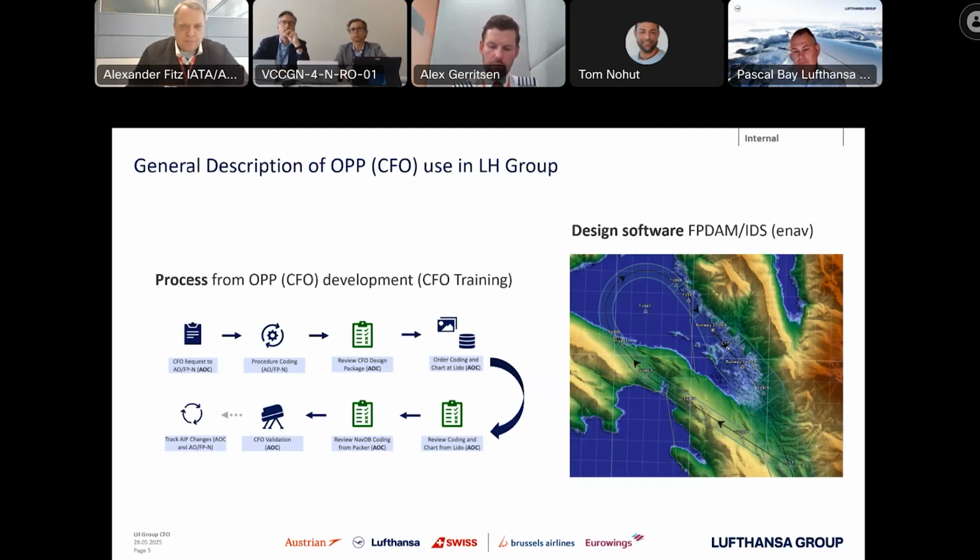Important is that you need monitoring afterwards. If something changed, like an angle of a approach, and you have to do a redesign of that procedure, we have a process to see if something has changed, so that we can adapt the procedure. Next slide, please.